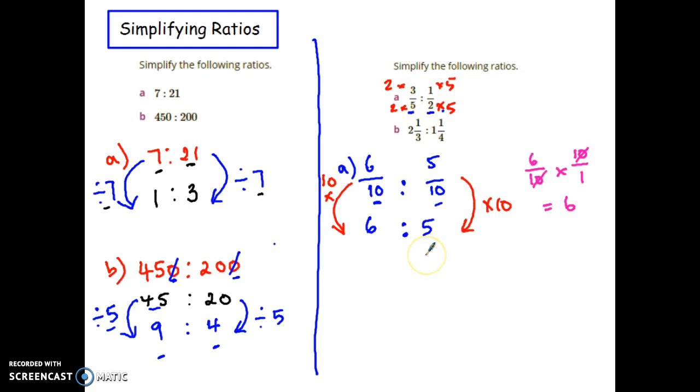6 is to 5, and I can't go any further. 5 is a prime number, so there's nothing that can cancel down. Let's have a look at part B and do exactly the same thing.